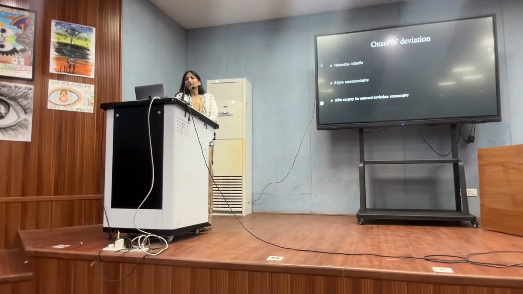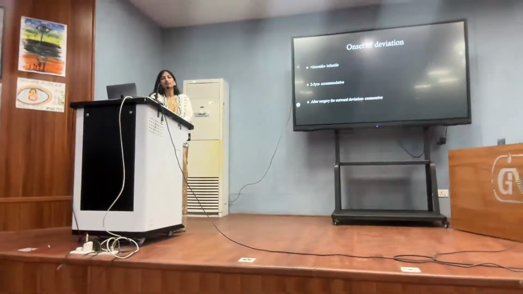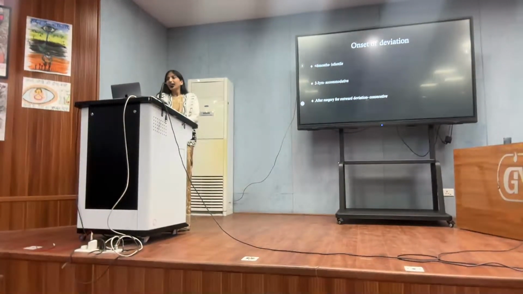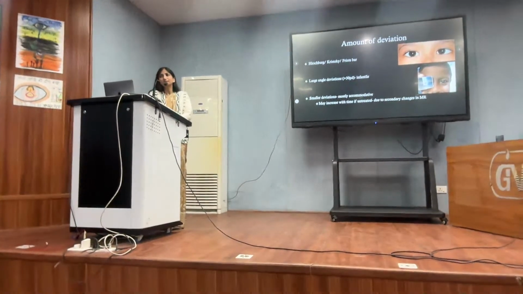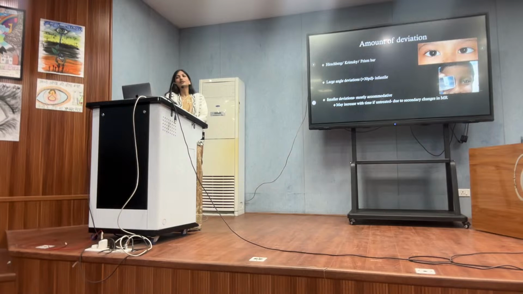Can you tell me among infantile and accommodative, which will be larger deviation? Infantiles are generally larger deviations, whereas accommodatives are generally smaller deviations. And if a child gives history of any surgery for outward deviation and now has inward deviation, then it is a consecutive esotropia. You proceed on to measure the amount of deviation, the most basic test being Hirschberg's corneal reflex test, and you do a prism bar test to measure the deviations.